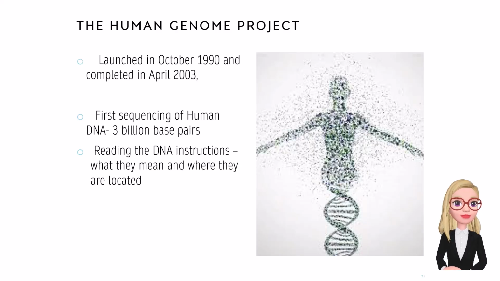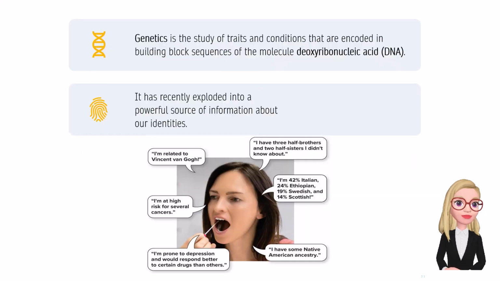So we talked about the Human Genome Project, right? And the first sequencing of human DNA, and I gave some information there. We're also going to talk about actual definitions, right? Genetics is the study of traits and conditions that are encoded in block sequences in the molecule of DNA. I'm going to show you a few little maps and diagrams that are going to help. But again, what does your DNA give you?